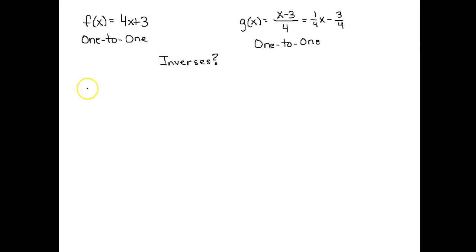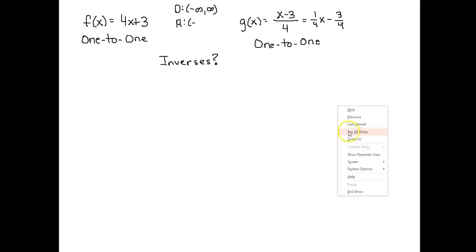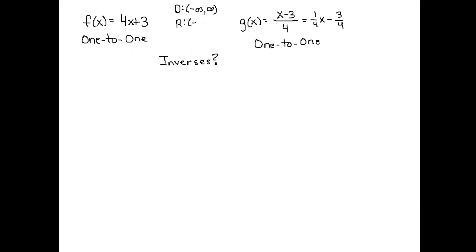Okay, let's do the composition of functions. The domain and range for each of these is negative infinity to infinity, so I don't have to worry about any kind of restrictions on domain. Okay, so for both of them, domain and range are negative infinity to infinity.